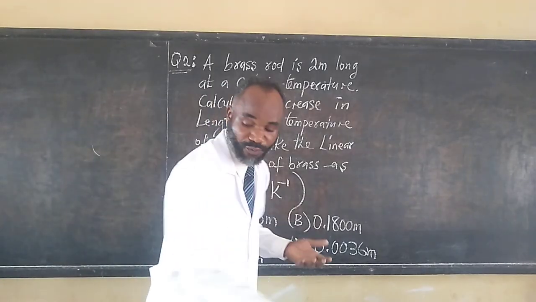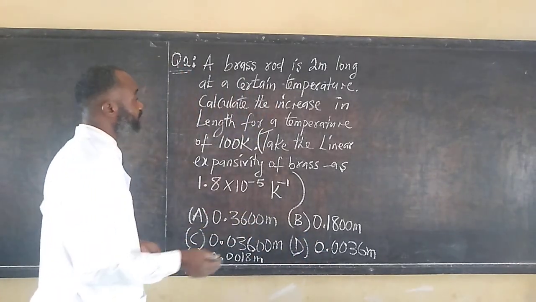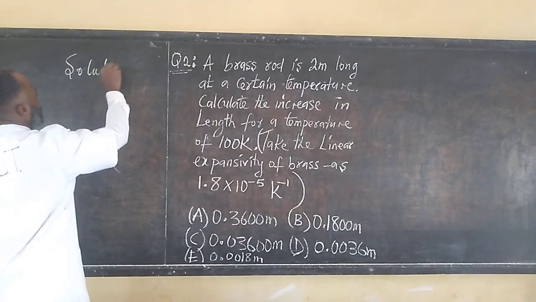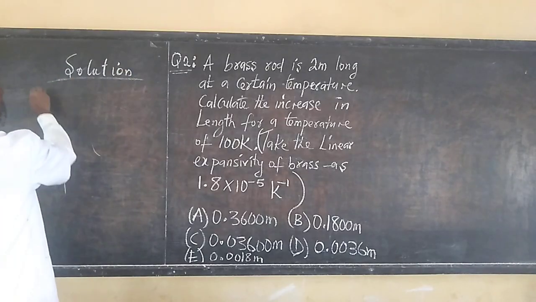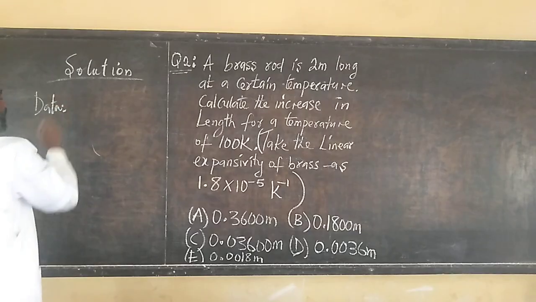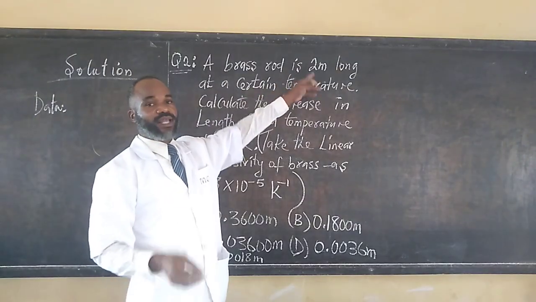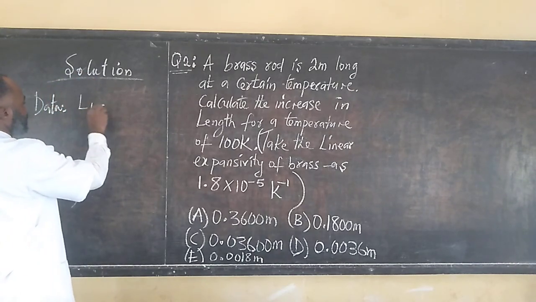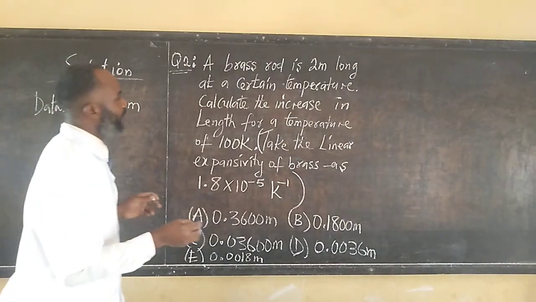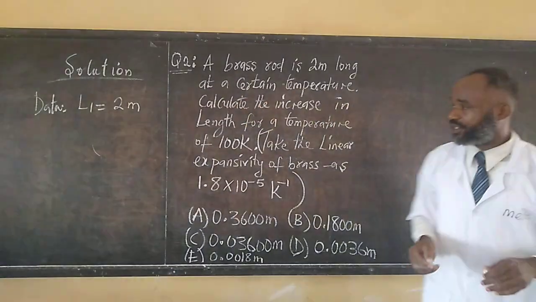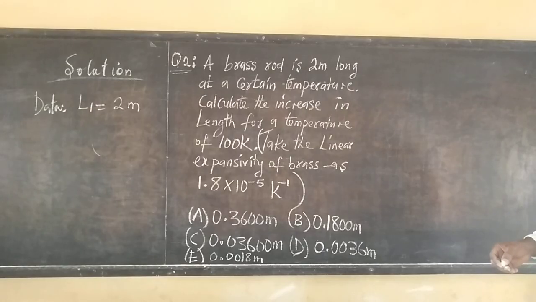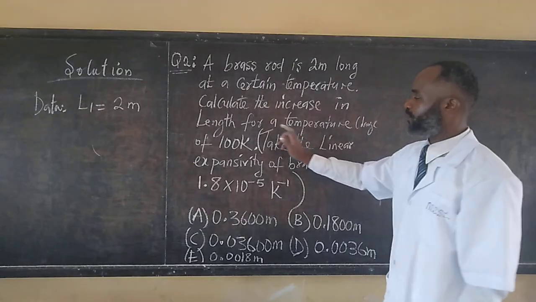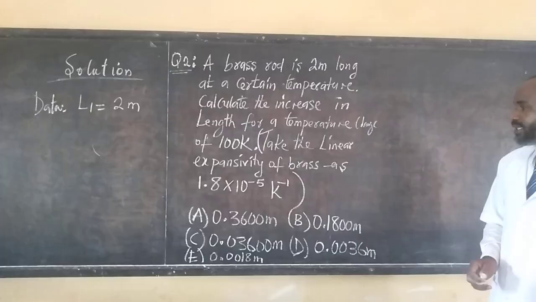Very simple. The same way we solved the first question is the same way we're going to solve this. So we write solution. Let's quickly outline our solution. Bring our data first. Our data: the brass rod is, that is initial length. Initial length L1 is equal to 2 meters. Alright, there's a temperature change. For a temperature change of 100 Kelvin, right?